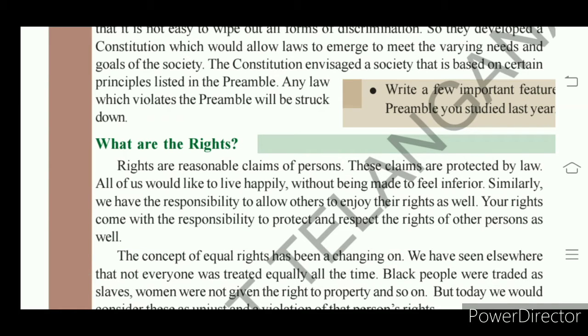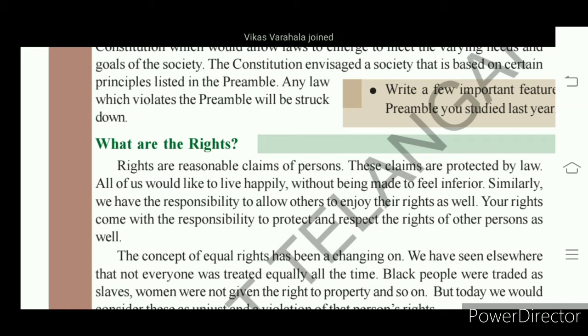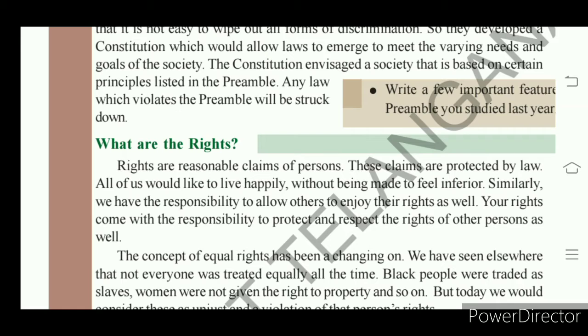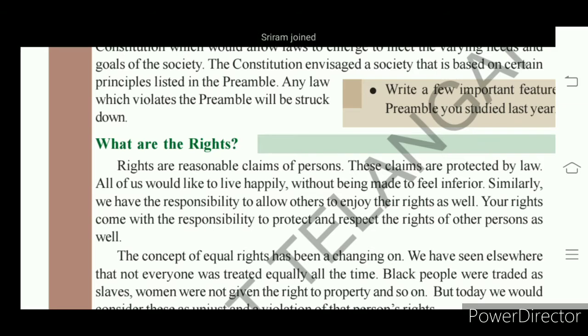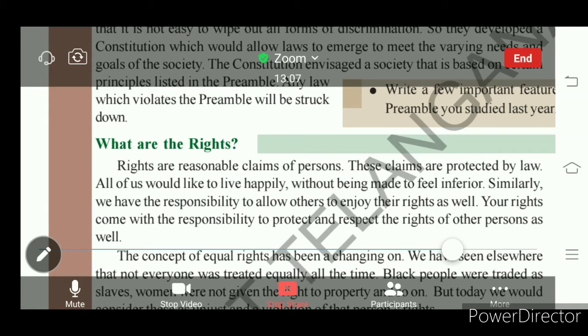For our all-round development, we need certain things. That is education. We want equal status in the society, right? We want respect from others, right? We want to enjoy our religious freedom. So certain rights we have, which come by birth for our all-round development. So we call them rights or reasonable claims of persons, and these rights have to be protected by law. Understand? So all of us want to live happily, right? Without an inferiority feeling, right? Everybody should enjoy equal status.